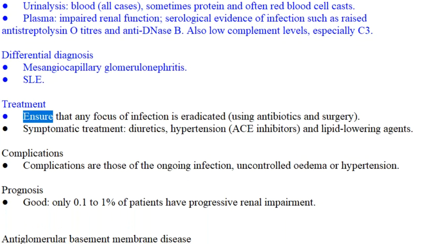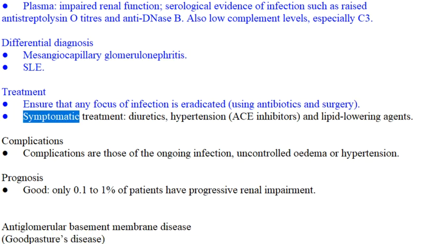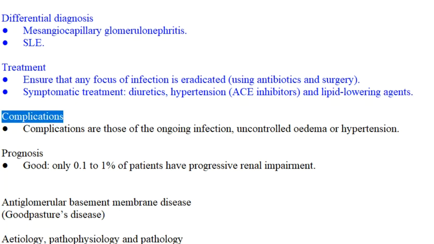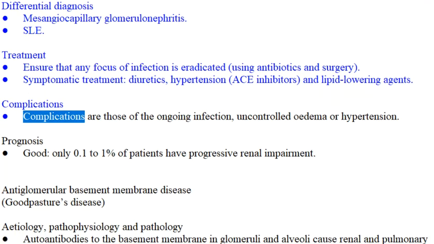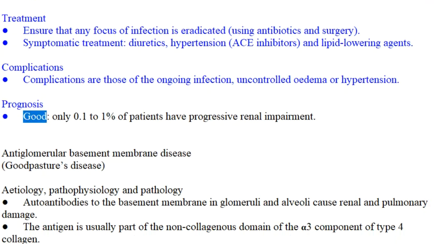Treatment. Ensure that any focus of infection is eradicated, using antibiotics and surgery. Symptomatic treatment: diuretics, hypertension treatment with ACE inhibitors, and lipid-lowering agents. Complications are those of the ongoing infection, uncontrolled edema, or hypertension. Prognosis: good, only 0.1 to 1% of patients have progressive renal impairment.